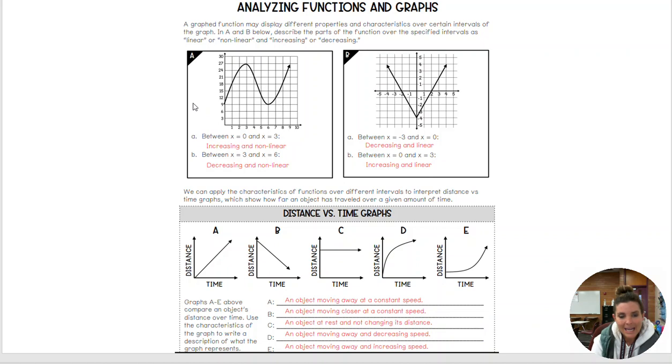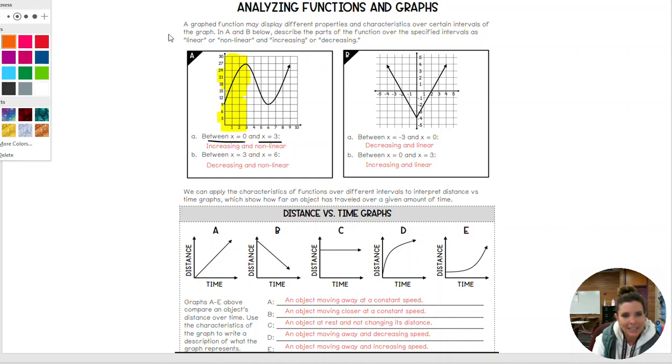So for A, what we want to do is look at between x equals 0 and x equals 3. So you guys know this is the x-axis right here, and in between x equals 0 and x equals 3, that would be all of this space right here. Okay, so we can see in between that space that the function is increasing, and it's also nonlinear. It kind of makes a curve, it is going up, but it's making a curve instead of making a straight line.